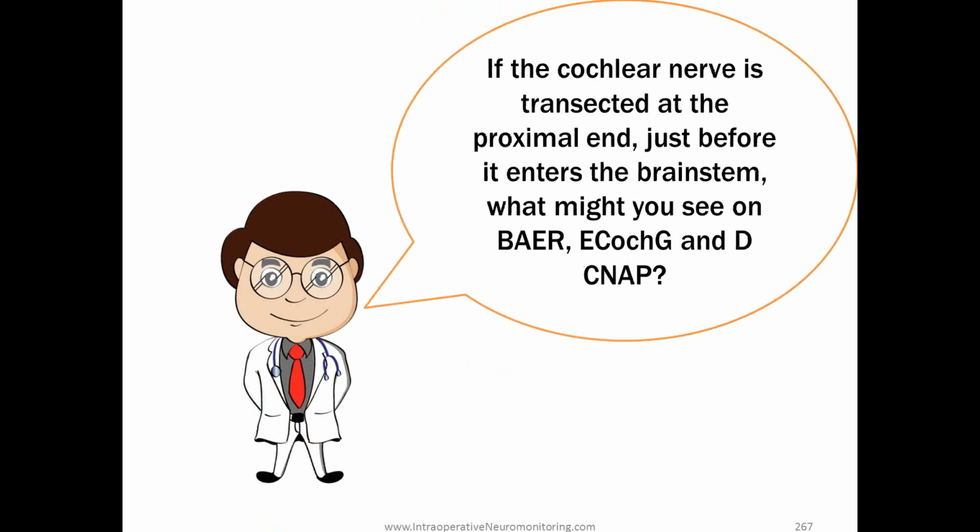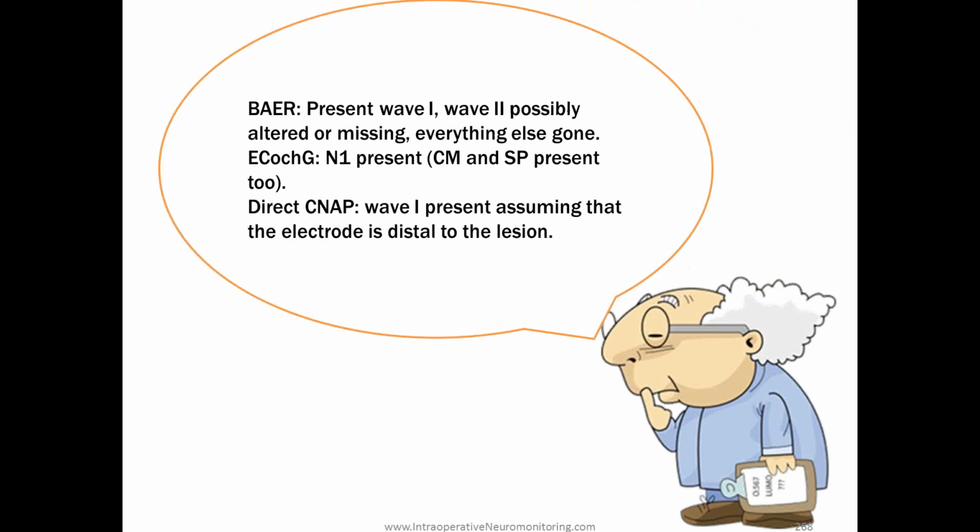If the cochlear nerve is transected at the proximal end, just before it enters the brainstem, what might you see on BAERs, ECochG, and direct CNAPs? On BAERs, you'll have a present wave 1, wave 2 possibly altered or missing, and everything else gone. On an electrocochleogram, N1 will be present and the cochlear microphonics and SP present too. On the direct CNAPs, wave 1 present, assuming that the electrode is distal to the lesion.